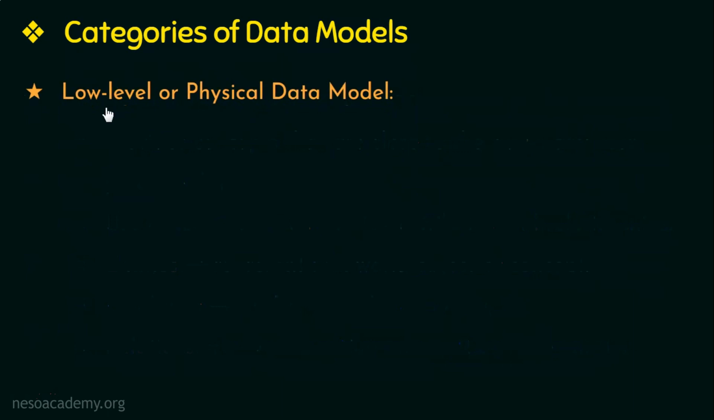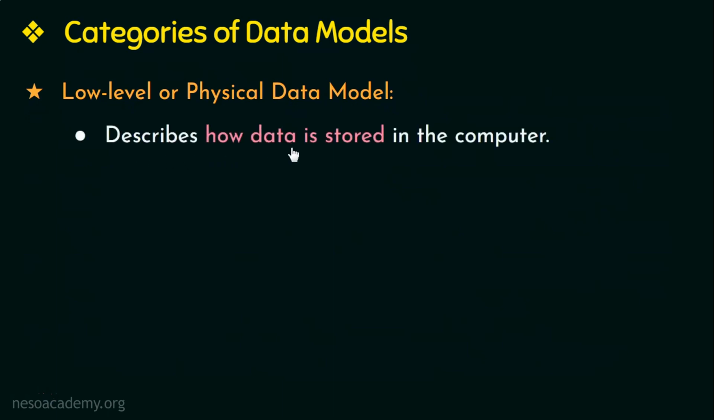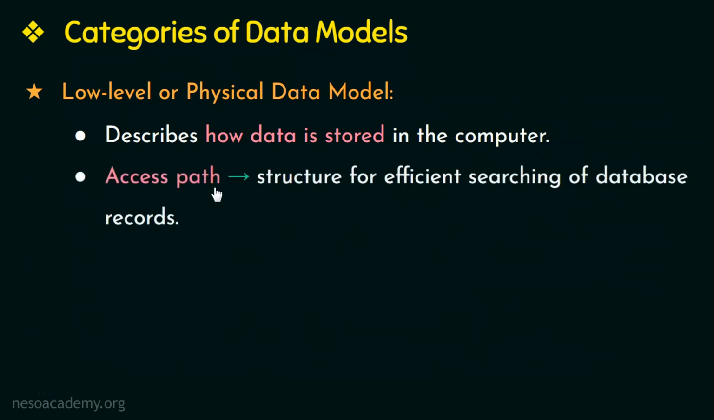The next category is the low-level or the physical data model. This model provides concepts that describe how data is stored in the computer by representing information like the format, the access path, etc. An access path is a structure that makes the search for a particular database record efficient, or in other words, I can say, an access path is a structure for efficient searching of a particular database record. This is the second category, the low-level or the physical data model.